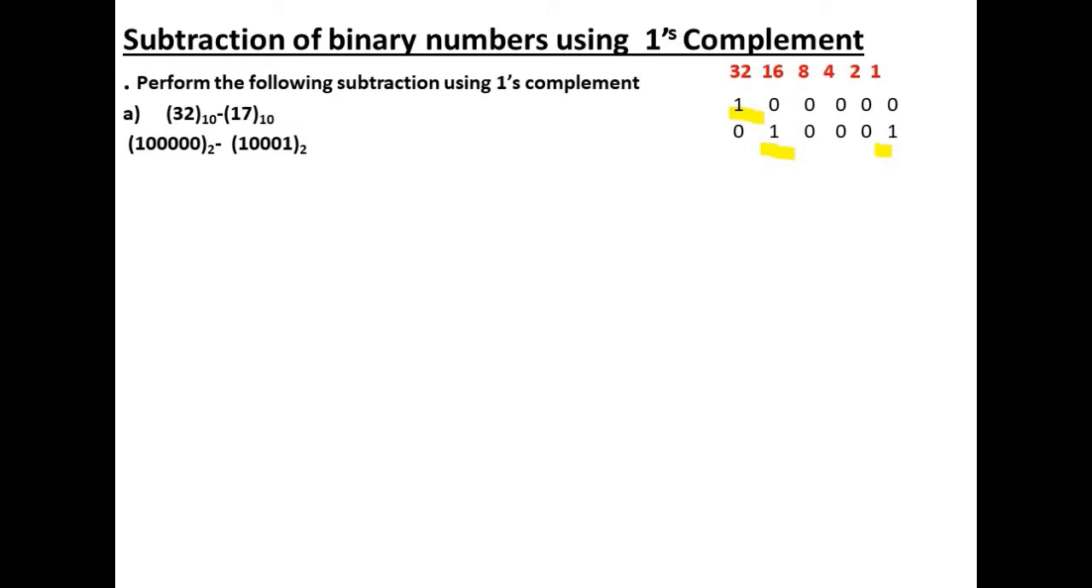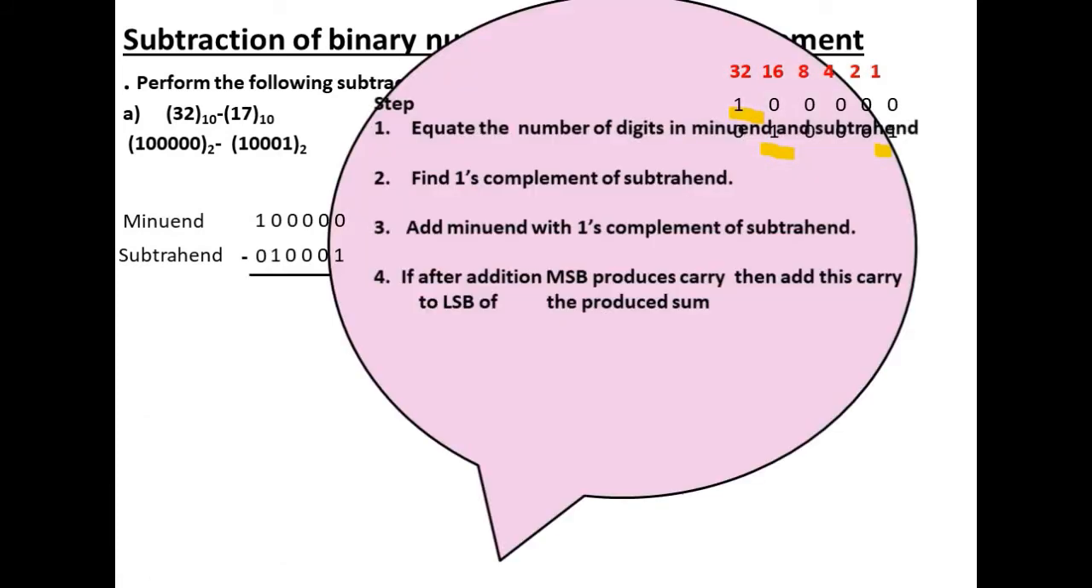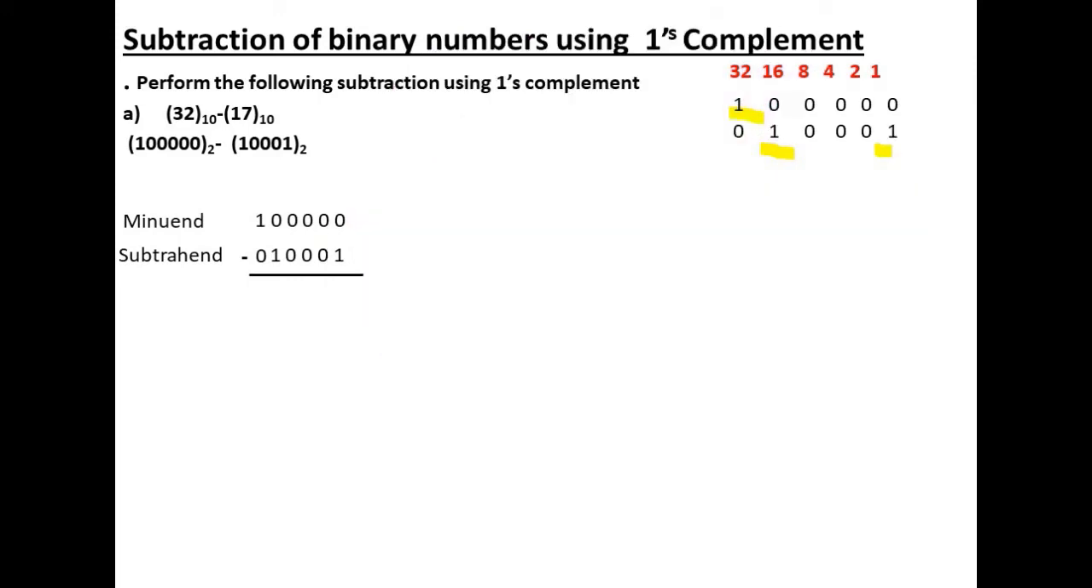Now we have to subtract these two numbers. This will be the minuend and this is the subtrahend. The first step is that we have to equate the number of digits in the minuend and subtrahend. Here the subtrahend is missing one bit, so 0 is appended. Now both have equal numbers of bits.